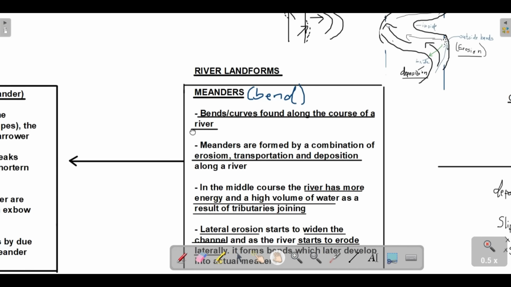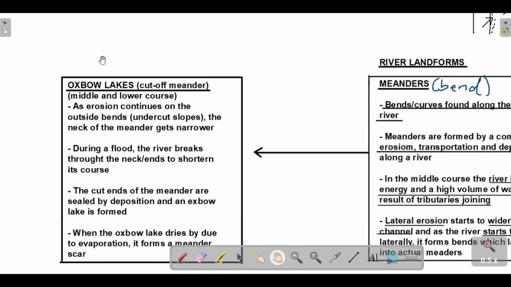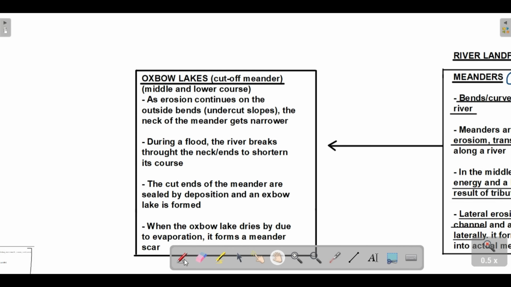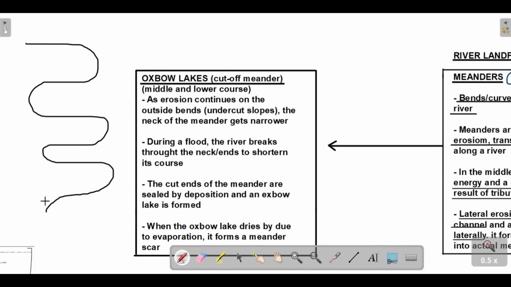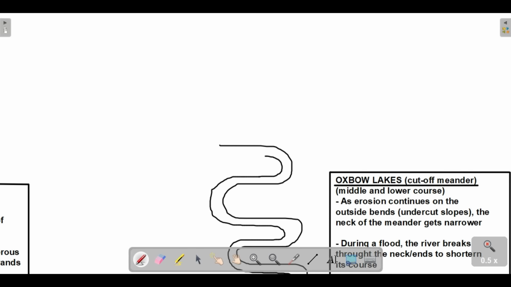Now, another landform that is closely connected to the meander is the oxbow lake. We even call it a cut-off meander. The oxbow lake develops from a meander. There first has to be a meandering river. So you start with a meandering river like that. So this is the river channel. It looks like that.